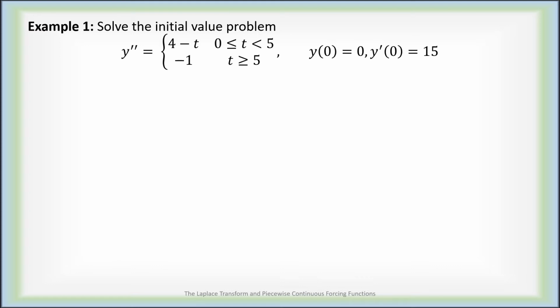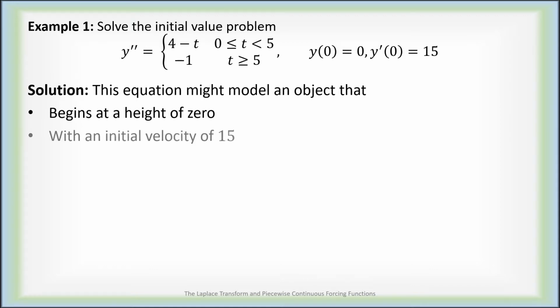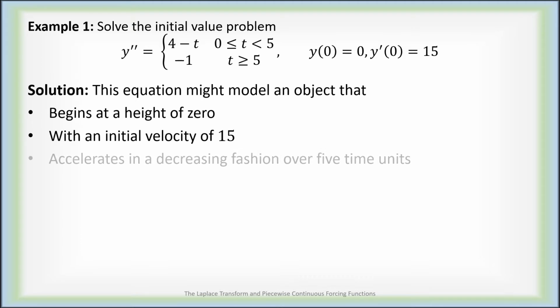For our first example, let's solve an initial value problem. y double prime is 4 minus t from 0 to 5 and negative 1 past that point. y of 0 is 0 and y prime of 0 is 15. So this might model an object that begins at a height of 0, y of 0 is 0. It has an initial velocity of 15, y prime of 0 is 15.